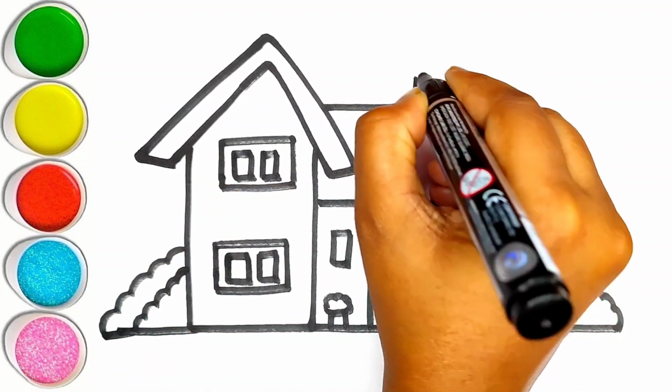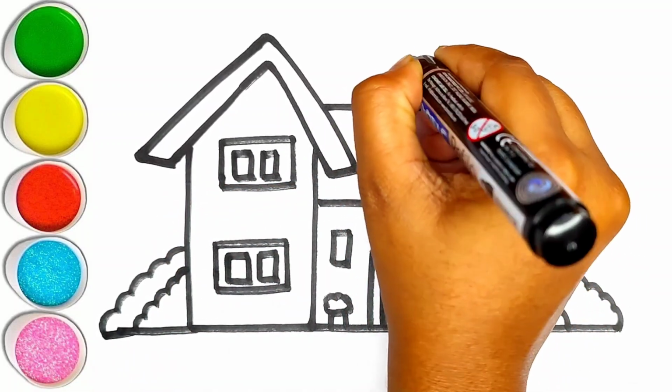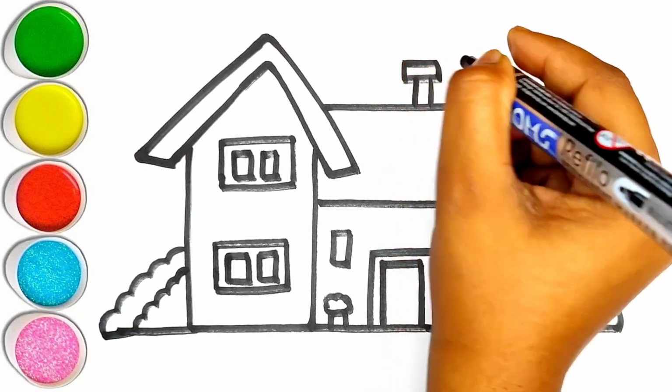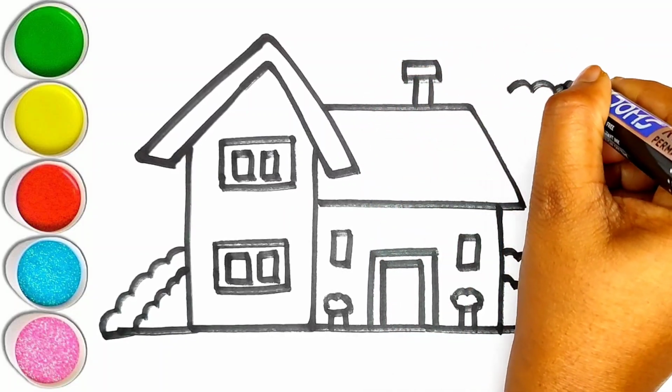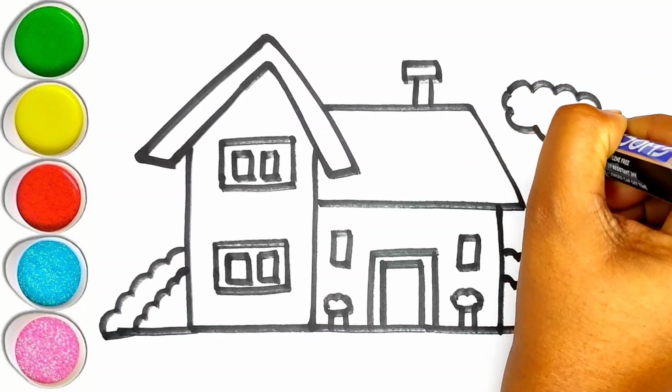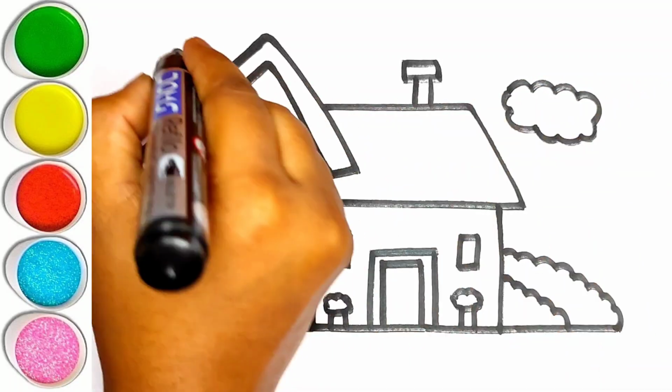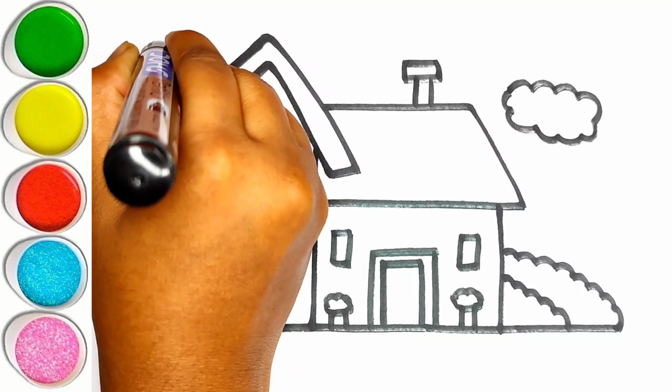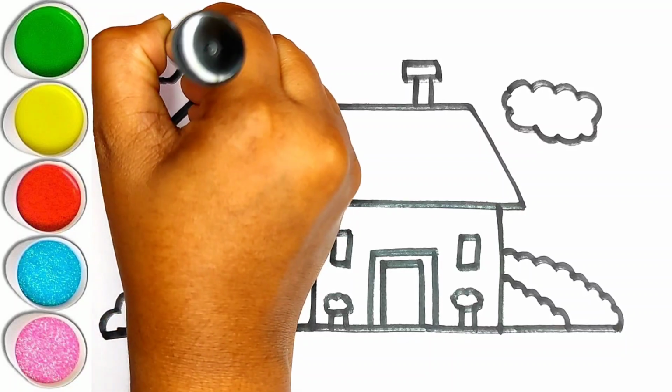And then there is a chimney of the kitchen. This is the chimney of the house. Here we draw the sky, or you can say the clouds. And the last one is the sun. This is the sun.